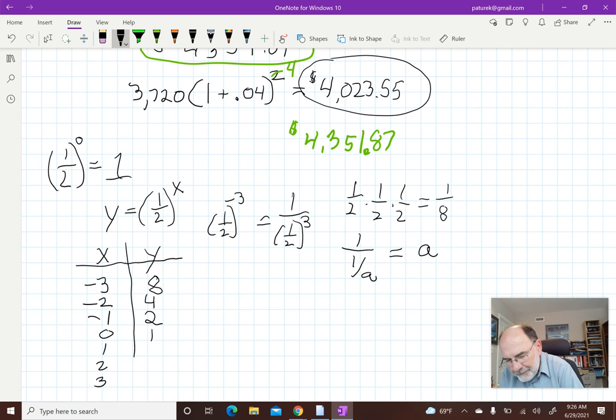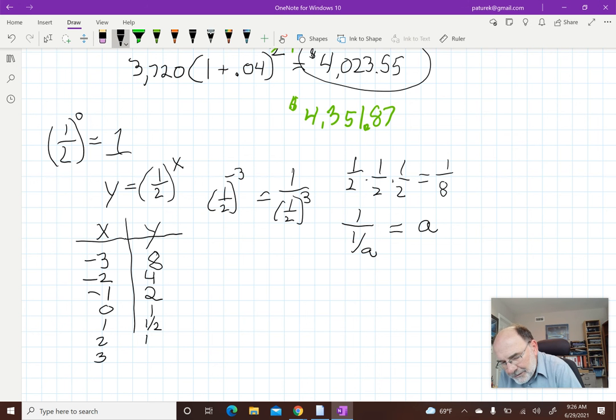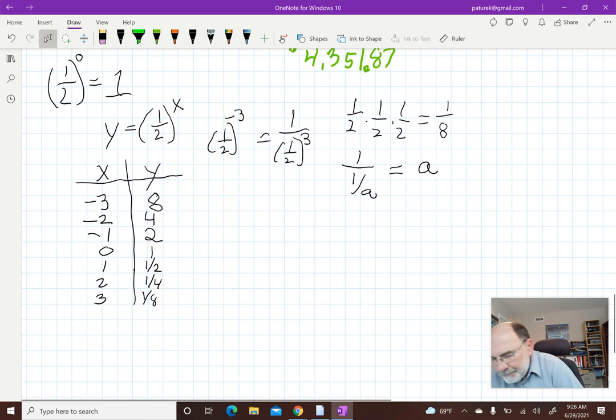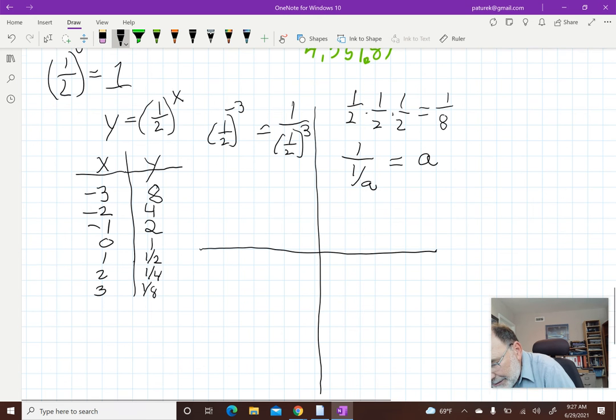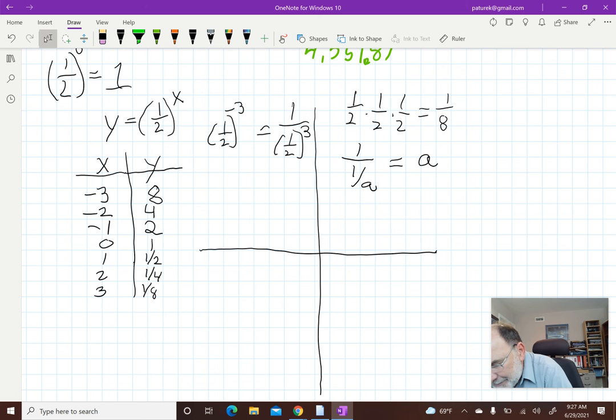And now we deal with positive exponents. 1/2 to the 1st power is 1/2. When x equals 2, it becomes 1/2 times 1/2 is 1/4. When x equals 3, it becomes 1/4 times 1/2, which is 1/8. All right, we have enough dots to plot. Let's set up some graph paper. Let's say this is the positive x-axis. Let's say here's the positive y-axis. I'm missing the grid mark a little bit, but there's the origin.